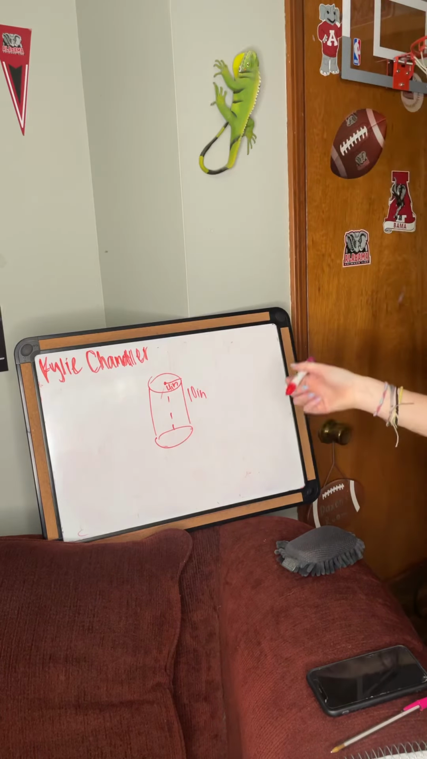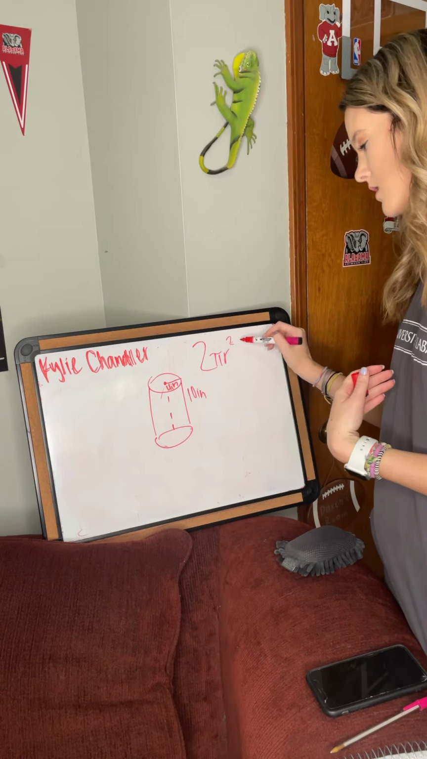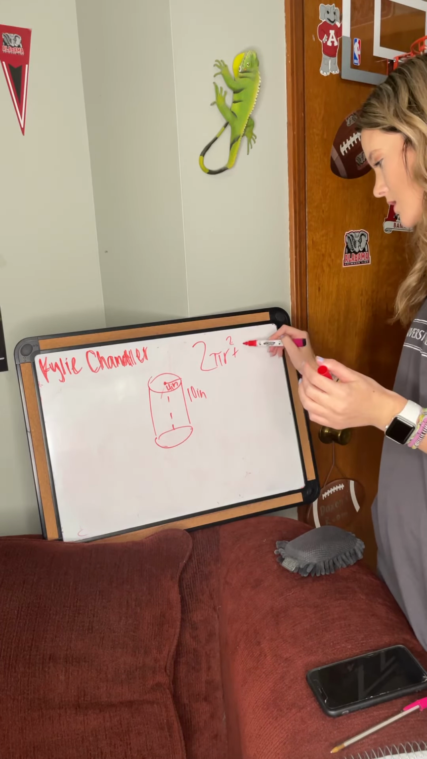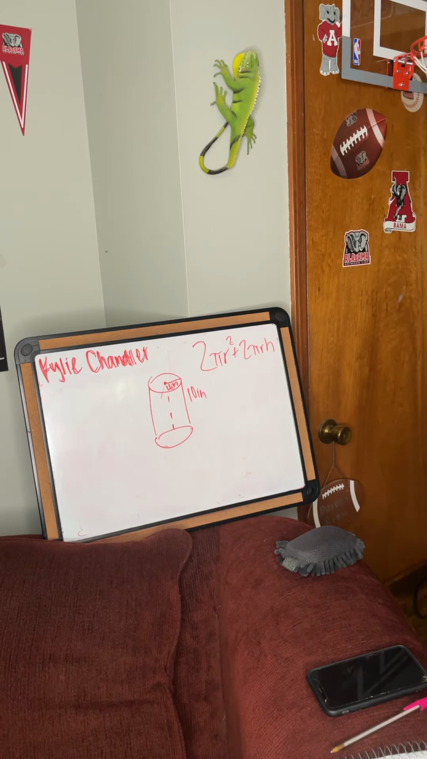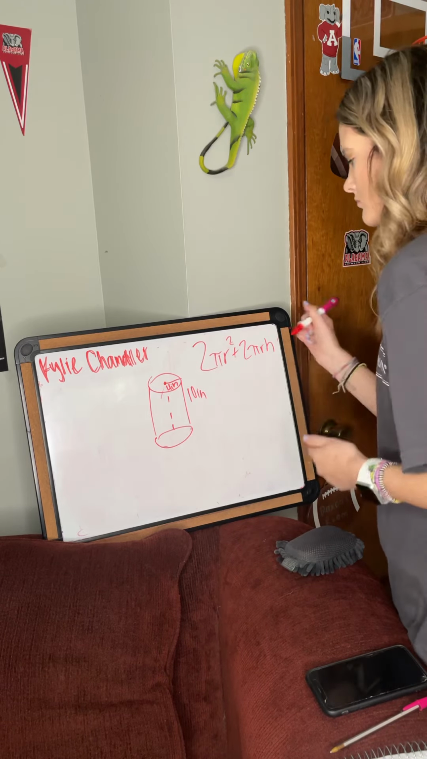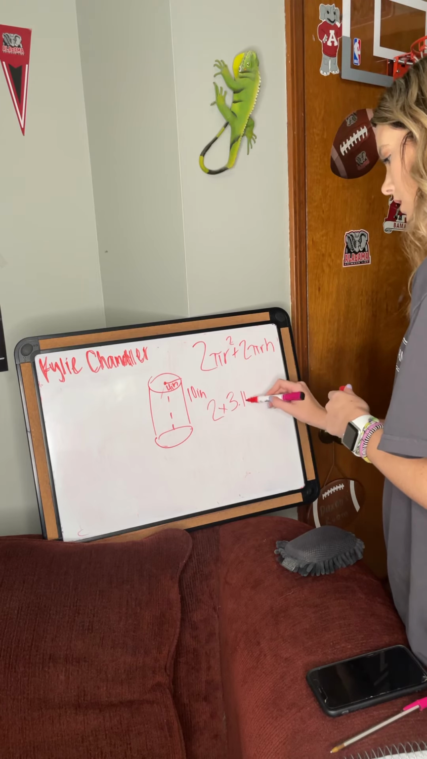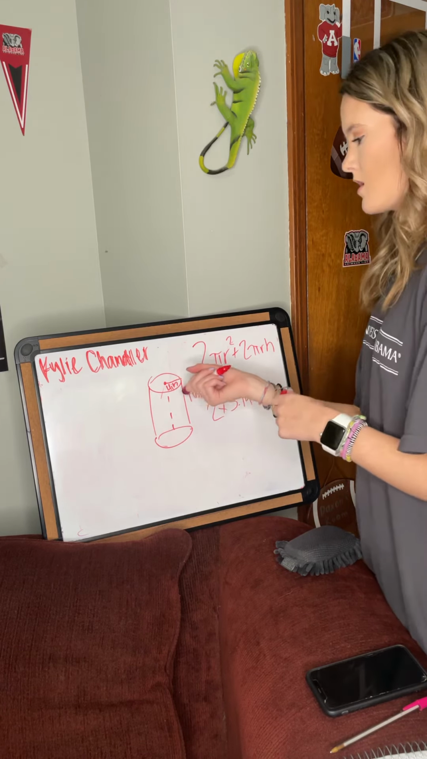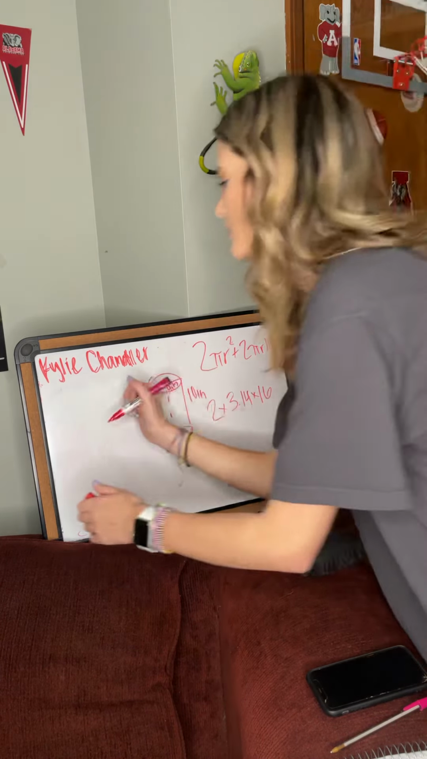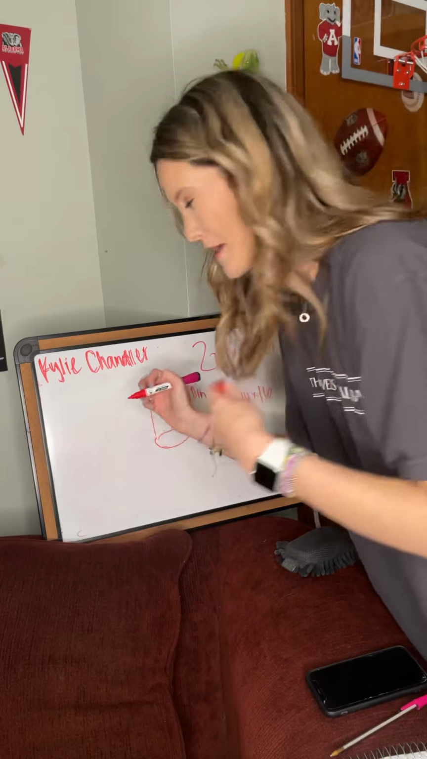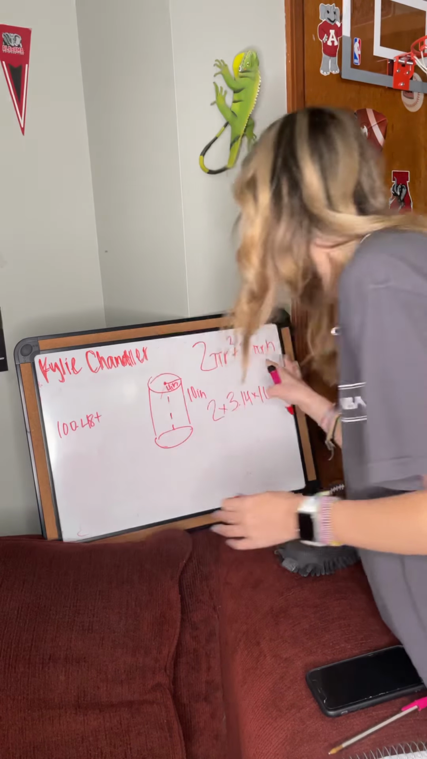So remember our first half of the formula, 2 pi r squared, and the second half, plus 2 pi r h. So we have 2 times 3.14 times 4 squared, which is 16. So the first half is going to be 100.48, and then you're going to add the second half.